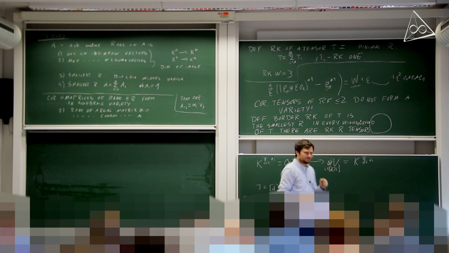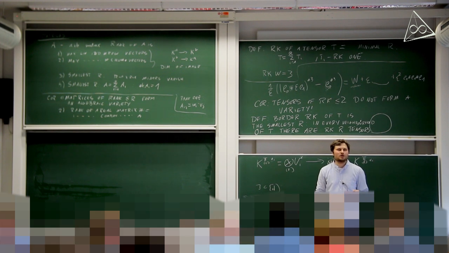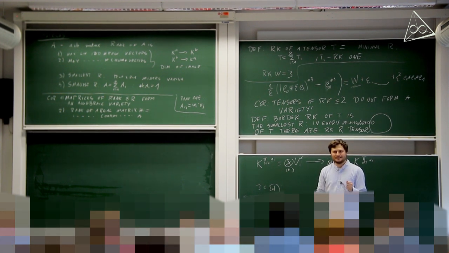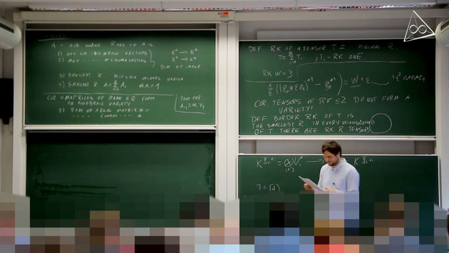So what I'm claiming is that if I take a real space and I look at tensors of bounded rank, it may matter whether I take Zariski or Euclidean closure. Is the statement I'm making clear? Okay.